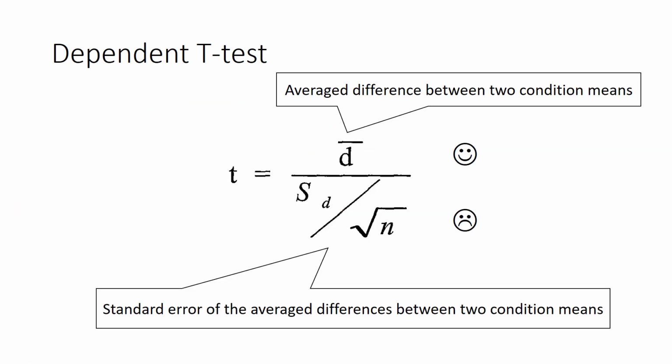This is how you calculate the t-value in a dependent sample t-test. Explained variability is calculated by the average differences between the means of pre-test scores and the means of post-test scores. Unexplained variability is calculated by the standard error of differences between those two conditions.